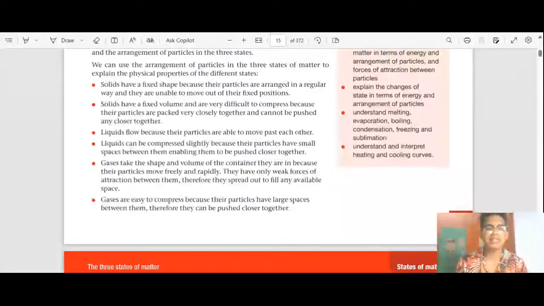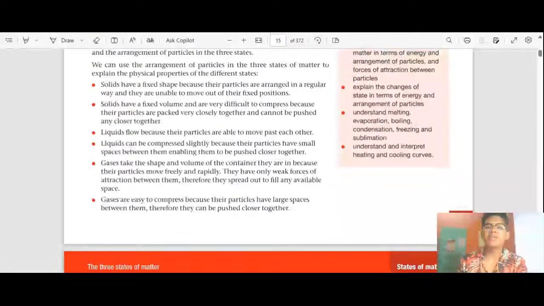They're already compact. The third point is liquids flow because their particles are able to move past each other. The fourth point is liquids can be compressed slightly because their particles have smaller spaces between them, enabling them to be pushed closer together. Gases take the shape and volume of the container they are in because the particles move freely and rapidly. They have only weak forces of attraction between them. Therefore, they spread out to fill any available space.